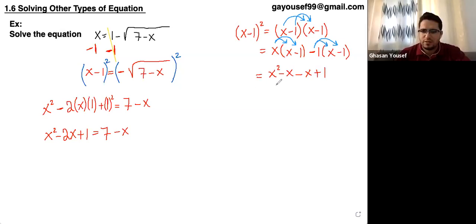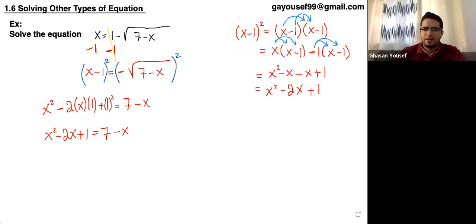Now simplify. Here again we get x squared minus 2x plus 1, because we can combine the minus x terms together. Here I have minus 1 in front of x, and also here I have minus 1 in front of x. So minus 1 and minus 1 is minus 2x, plus 1.